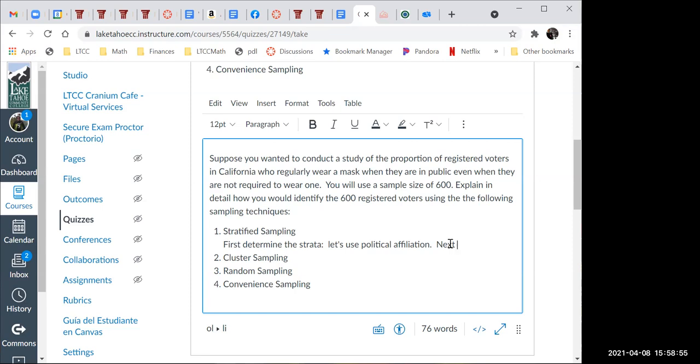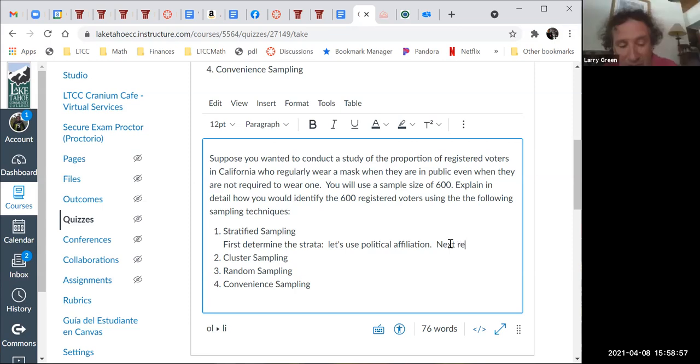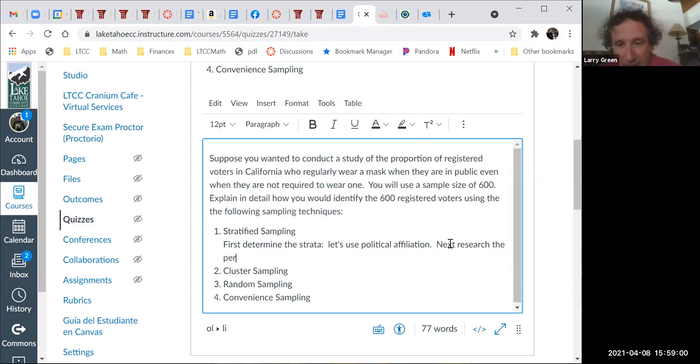Research the percent of each group. Yeah. So next, research the percent of, I'm going to just say Democrats, Republicans, and let's just call it other. If you want to add some more, you can add some more, but it's a quiz. There's no reason to type forever. So Democrats, Republicans, and others pretty much do it, who are registered in California.